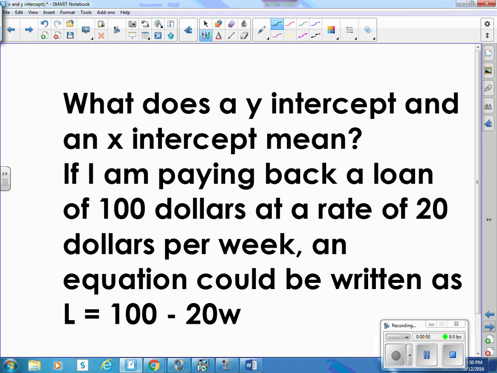What does an x-intercept mean? Let's give an example. If I'm paying back a loan of $100 at a rate of $20 per week, an equation could be written as the loan L equals 100 minus 20W, 20 times the number of weeks.